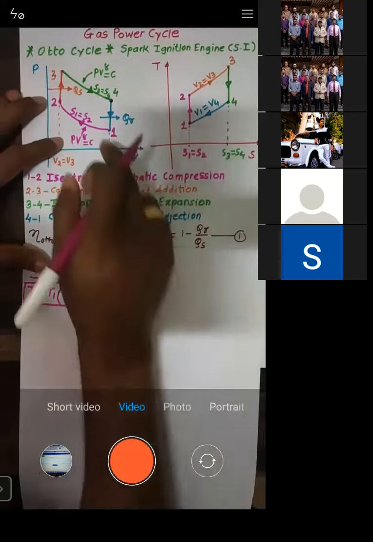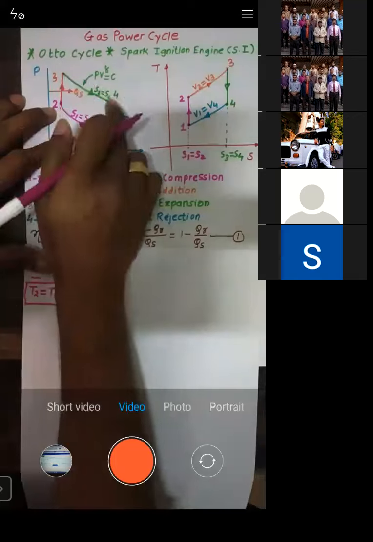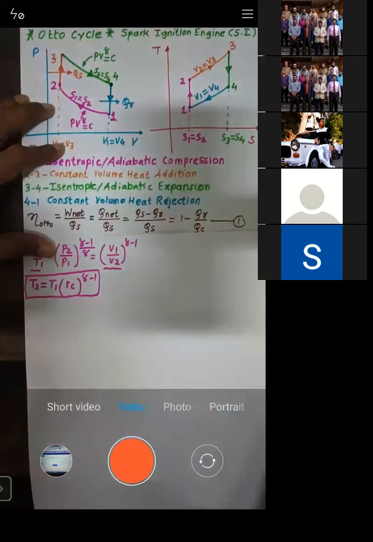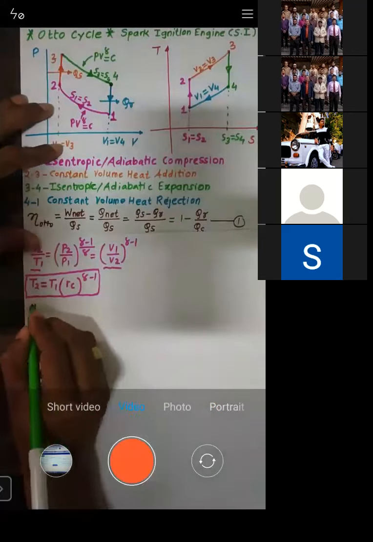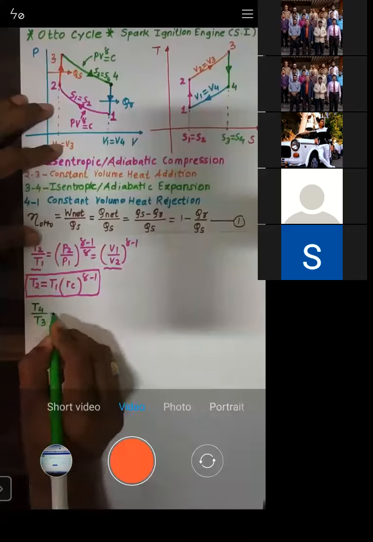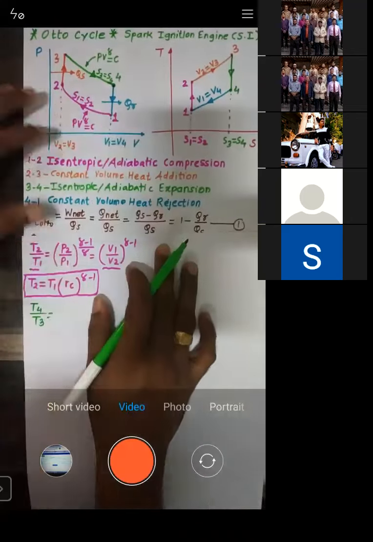Okay, now I have done 1 to 2. I will also write down for 3 to 4. So let us write down for 3 to 4. T4 by T3, again final by initial. See, I'm writing for 3 to 4.